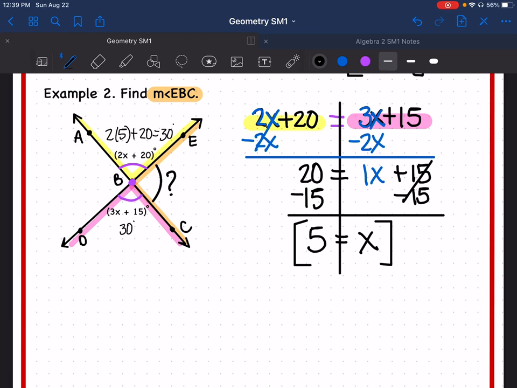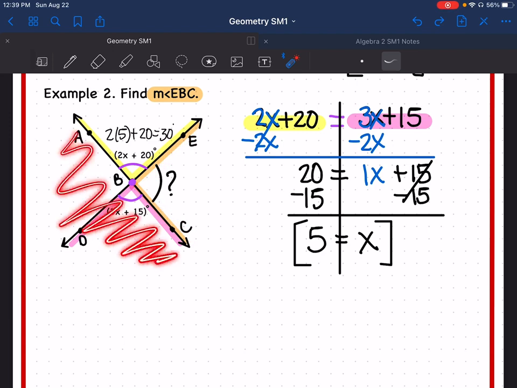But now I have to think about what's the relationship between this yellow angle and this orange angle that they want me to find? Well, let's just focus on them. So let's pretend that none of this exists. If none of this exists, take a look at this. This is what I have.